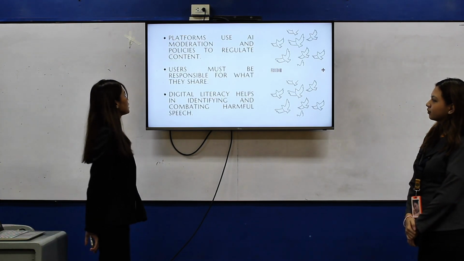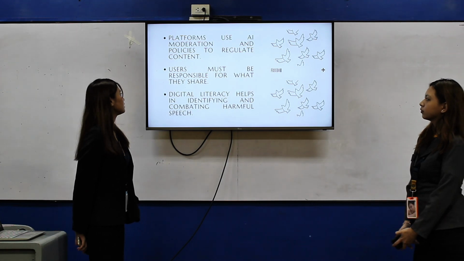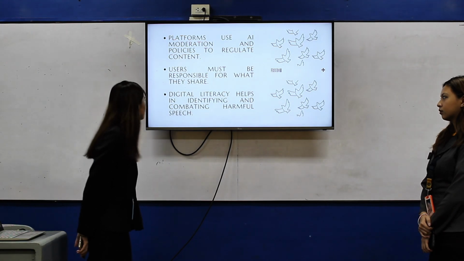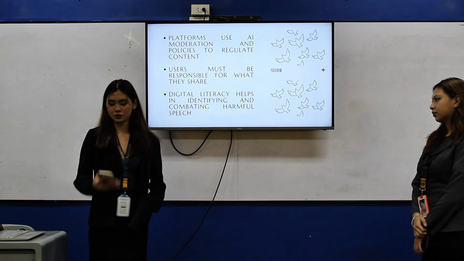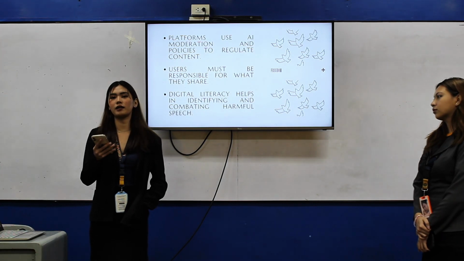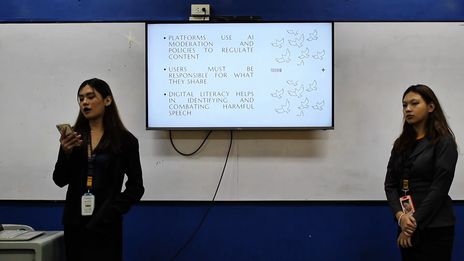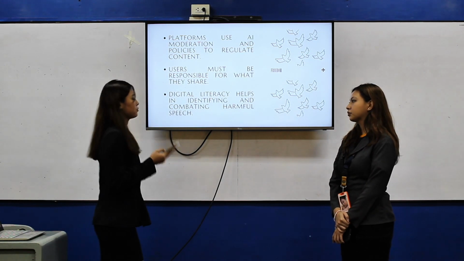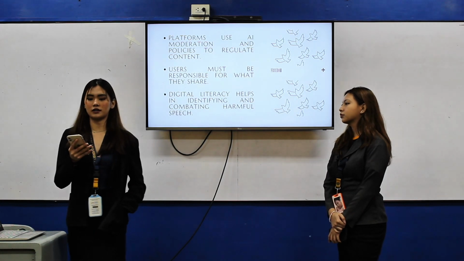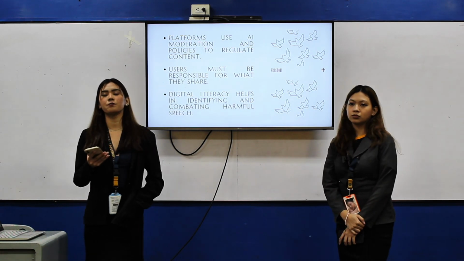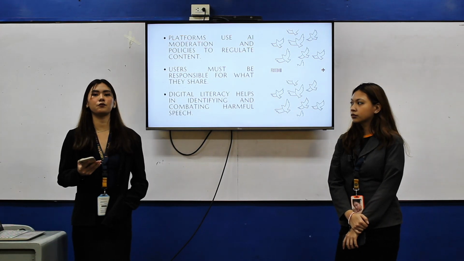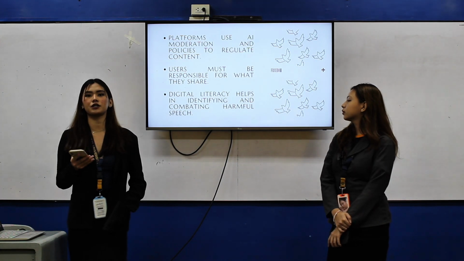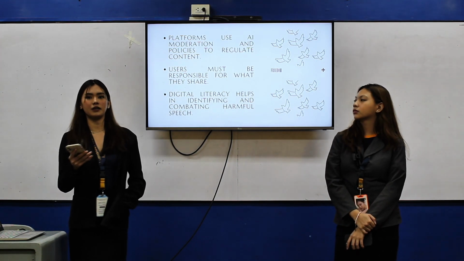Platforms use AI moderation and policies to regulate content. Users must be responsible for what they share. Digital literacy helps in identifying and combating harmful speech. These few ways help balance free speech and online safety by allowing people to express their viewpoints while avoiding harm. These AI moderation policies help filter out dangerous content. Obviously, as a user, we must be responsible and accountable for what we post on social media. While digital literacy helps you recognize misinformation and hate speech, promoting a healthy social media environment.